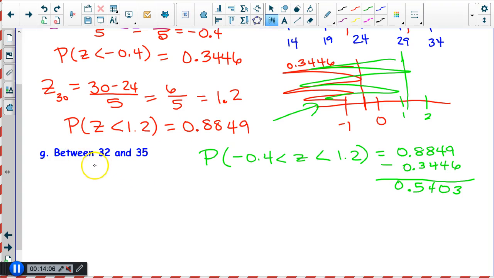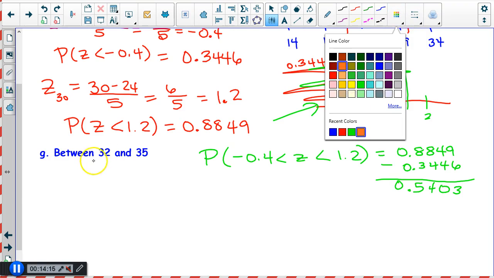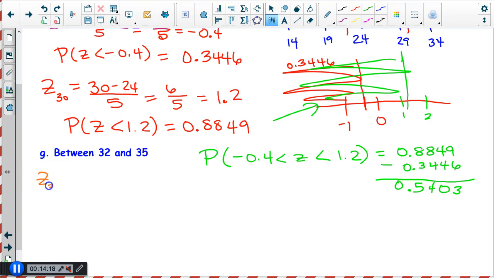All right, go ahead. Go ahead and do this one and then compare with your friend. I'm not going to work this whole thing, but just let me know, what'd you get for the Z-score for 32?